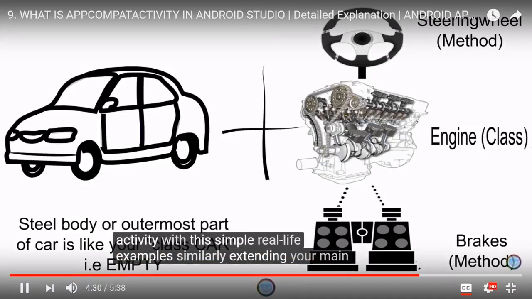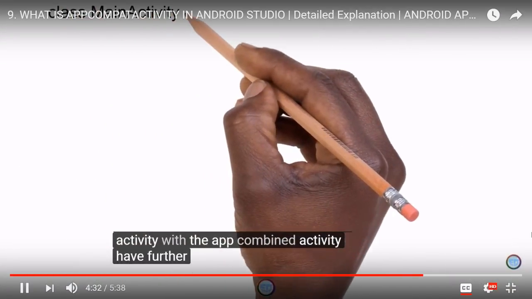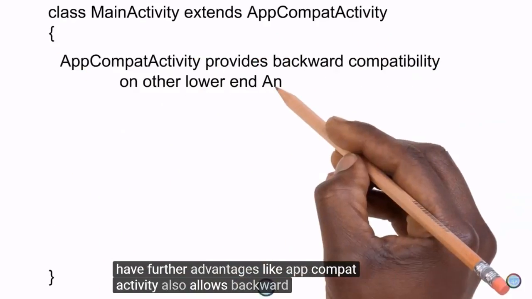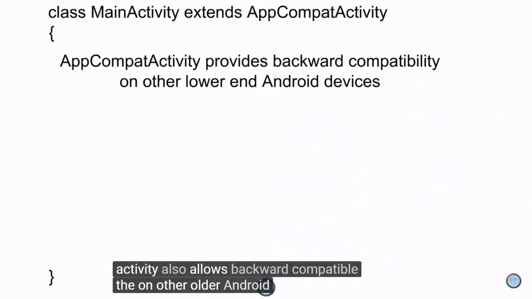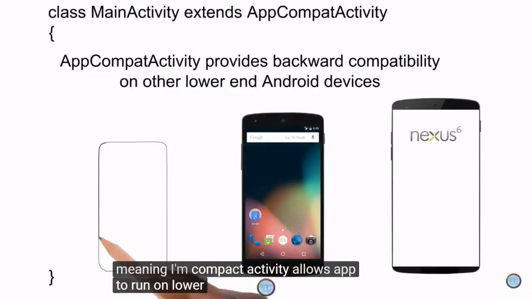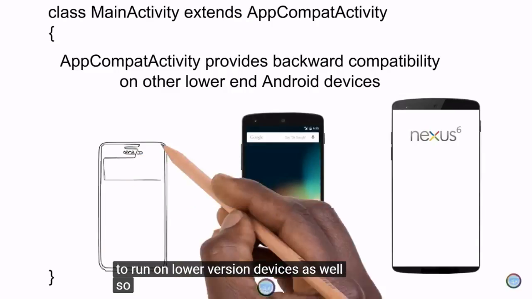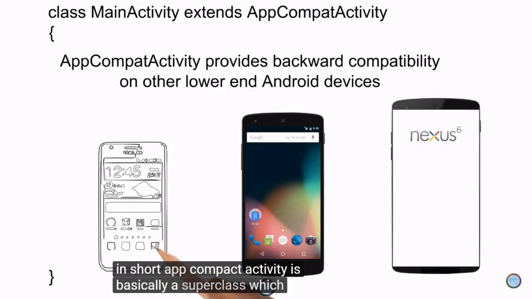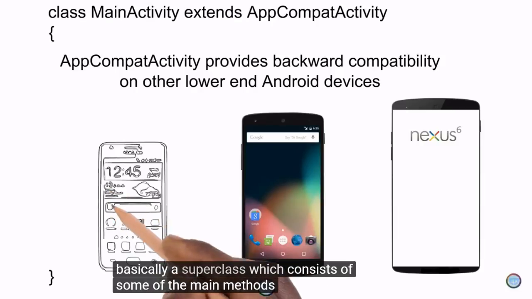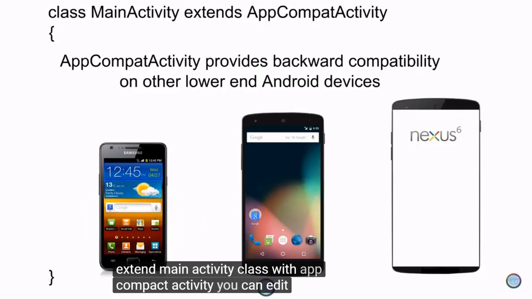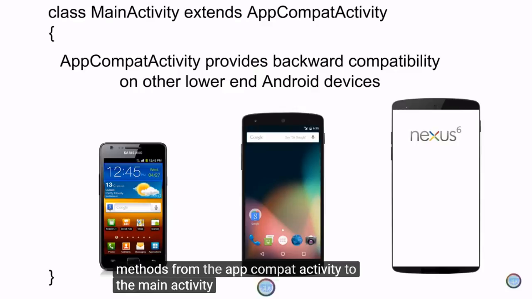Similarly, extending your main activity with the AppCompatActivity has further advantages. Like AppCompatActivity also allows backward compatibility on older Android devices, meaning it allows the app to run on lower version devices as well. So that's it guys. In short, AppCompatActivity is basically a superclass which consists of some of the main methods, and when you extend the main activity class with AppCompatActivity, you can inherit the methods from AppCompatActivity to the main activity.